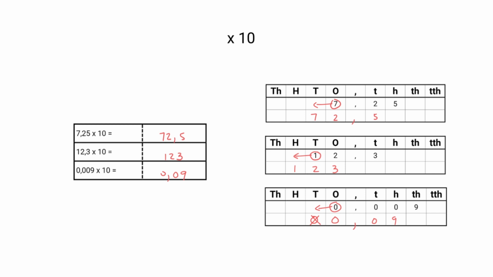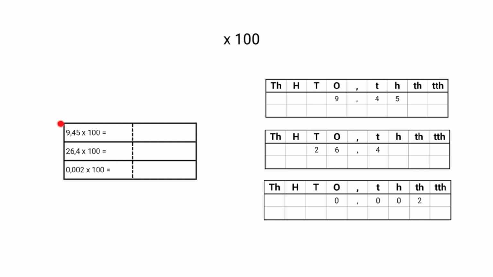Let's go and see what happens when we multiply numbers by 100. All 3 of these numbers are being multiplied by 100 this time, which means all of their digits are going to need to move 2 places to the left. If we look at the first one, 9,45, we're going to take the 9 and move it 2 columns to the left. So it's going to land up in the hundreds column. We line up all our other digits, and as you can see, they all land up being on the left of the comma, so we don't need a comma in this answer. Our answer will be 945.